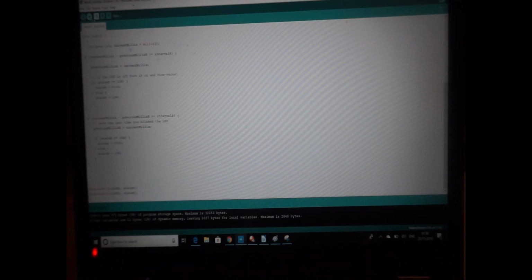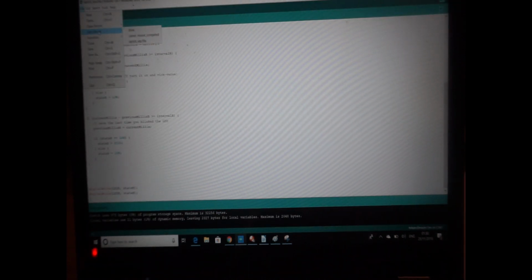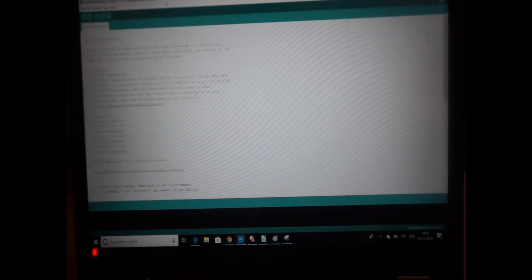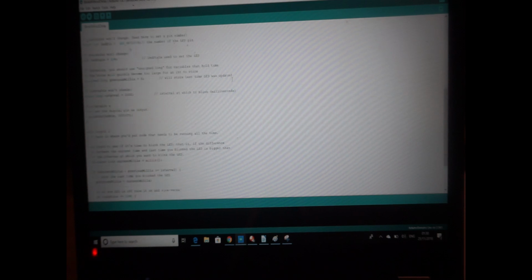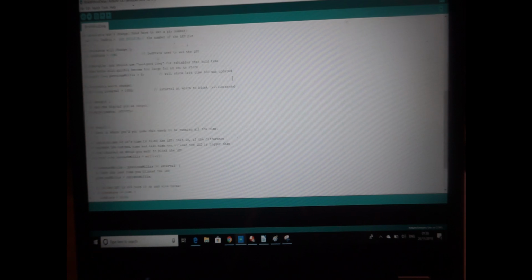And if you want to find the example, just in case you didn't know where it is, if you open up your Arduino, go to examples, there it is, digital blink without delay. And this is the example I worked from. It's not the same as mine, but it's pretty similar.